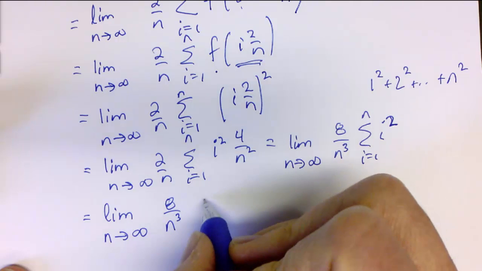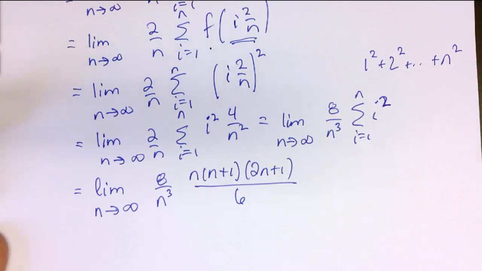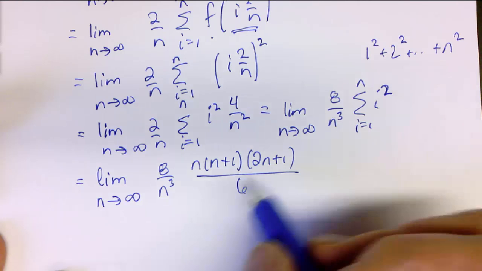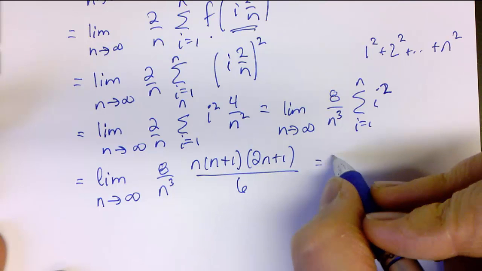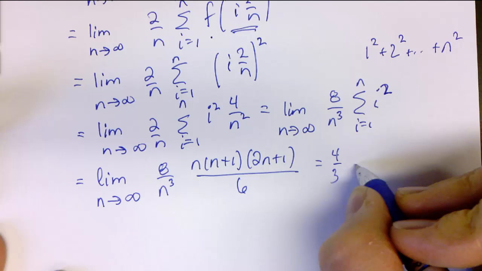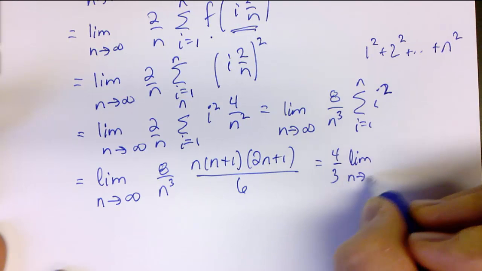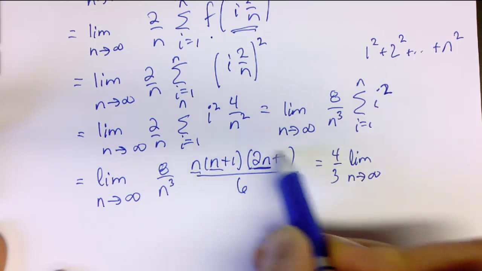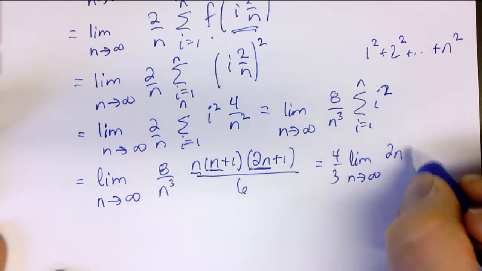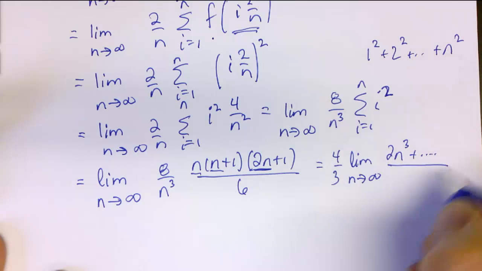And if we go back and look at that formula, it's n times n plus 1 times 2n plus 1 over 6. Okay, now with the 6 there, that's 4/3. I can bring that outside the limit. And I'm not going to FOIL this out all the way. I'm just going to observe here that if I look at the leading coefficient, this is a cubic polynomial, it's going to be 2n cubed plus some other stuff, which I don't really care about because down here I'm dividing by n cubed.